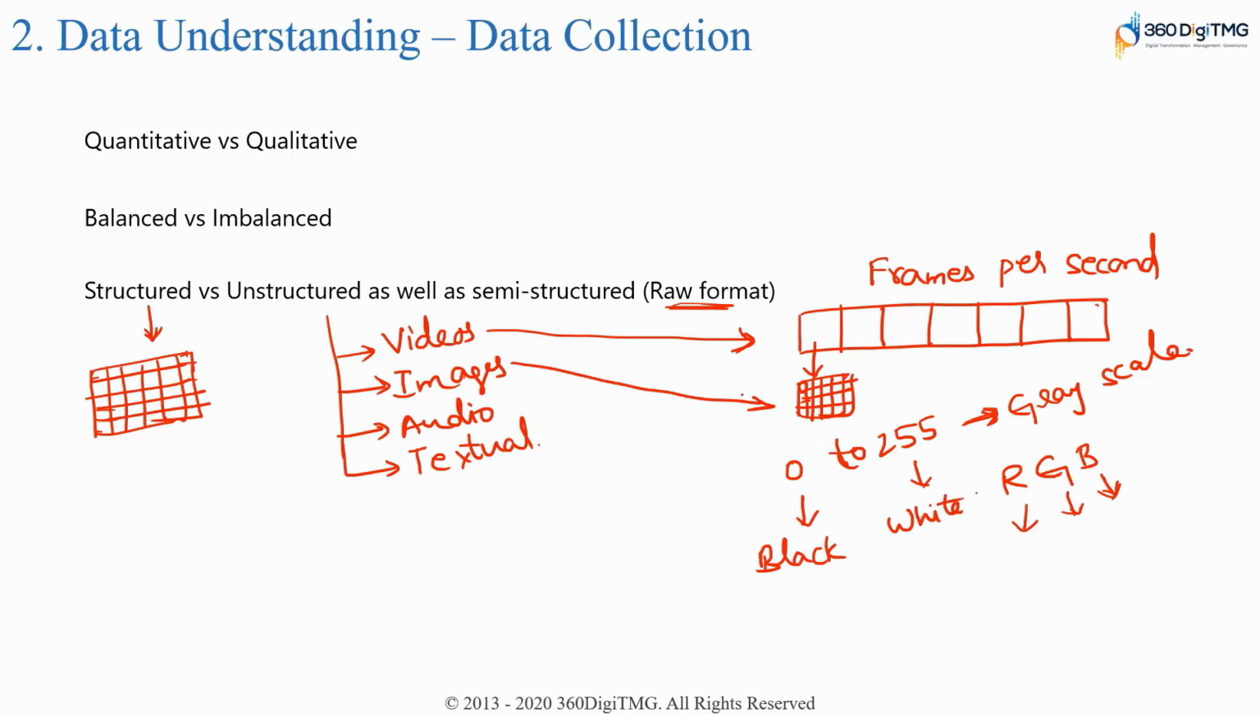You take the first pixel value, put it in X1. Take the next pixel value, put it in the second column. Take the third one, put it in the third column, and so on and so forth. Okay, you take each and every pixel value and put it in your data set: X1, X2, X3, X4, and so on and so forth.